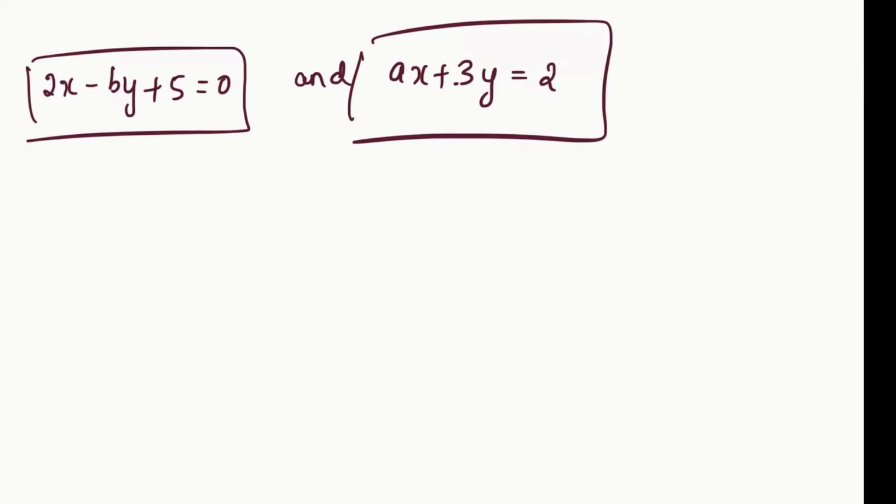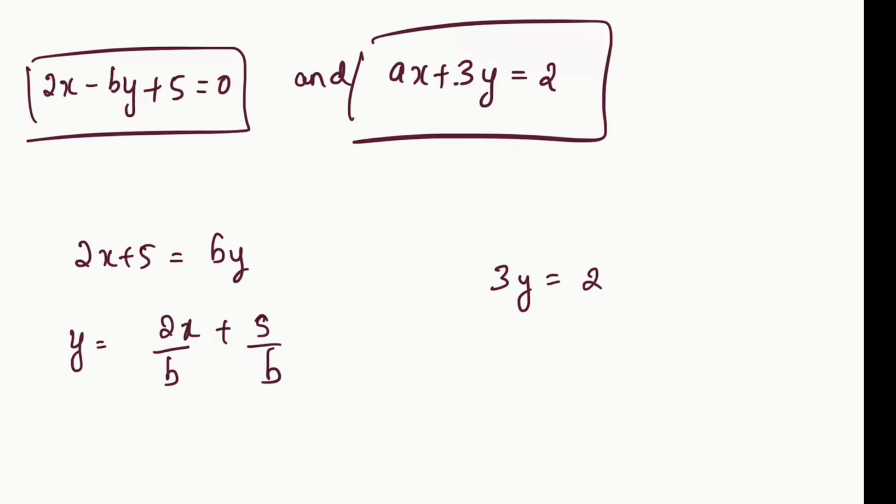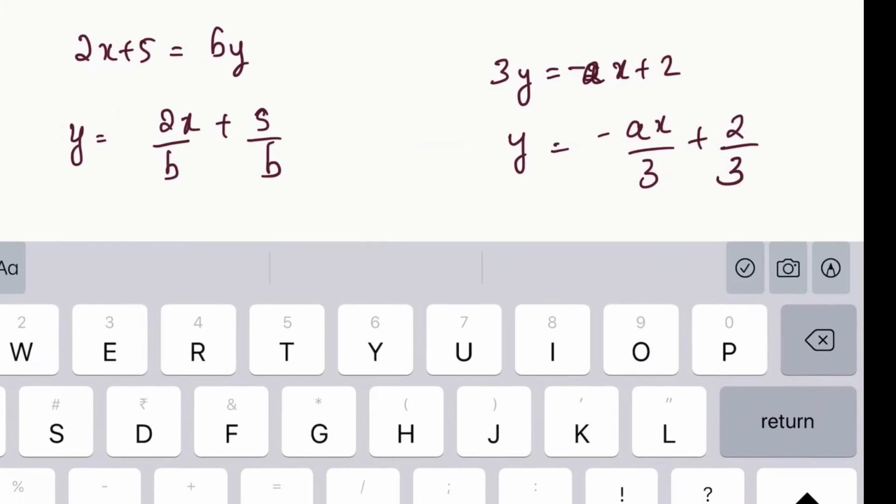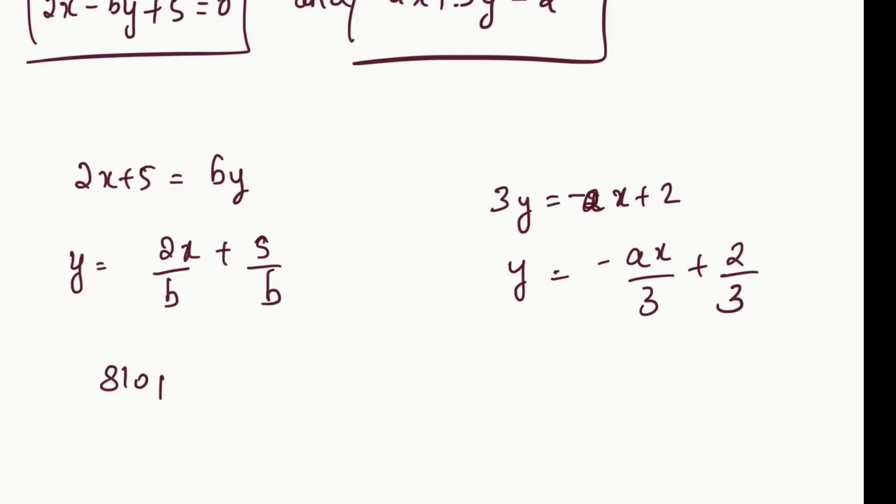So let us arrange them. What do you get? 2x plus 5 equal to by, so y is equal to 2 by b x plus 5 by b. Similarly, 3y equal to minus ax plus 2, so y is equal to minus ax by 3 plus 2 by 3. So what will be the slope of the first line? Here slope is equal to 2 by b and here slope is equal to minus a by 3, right?